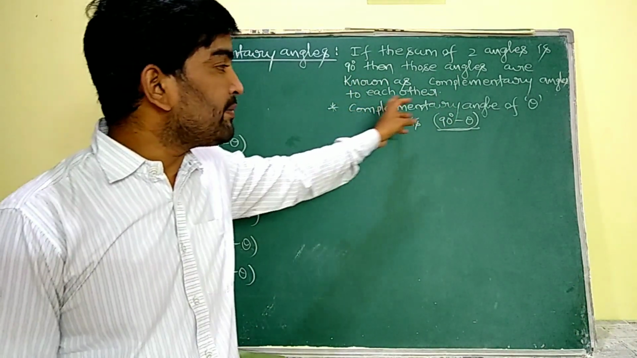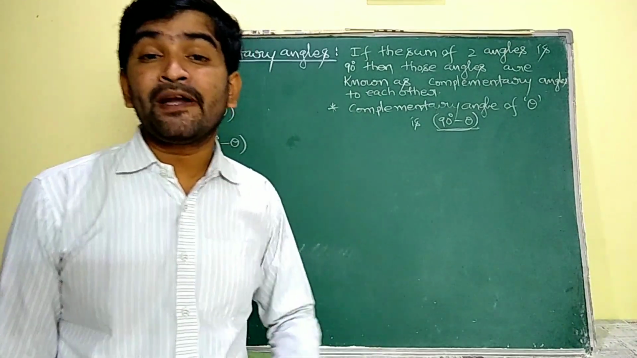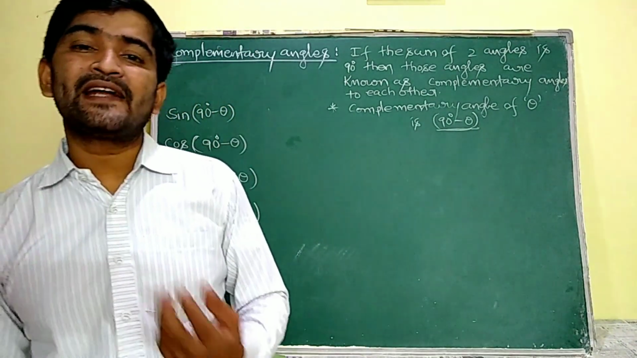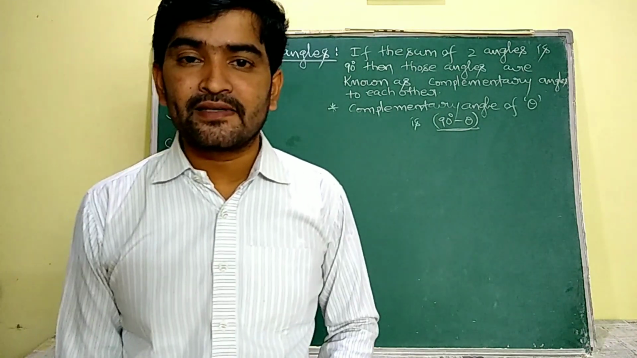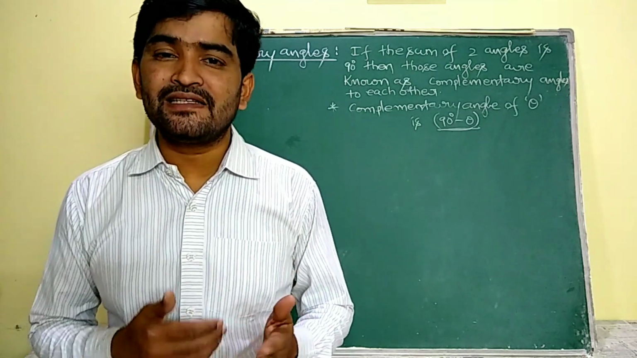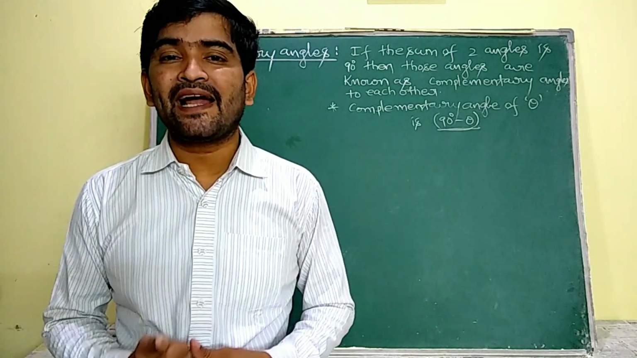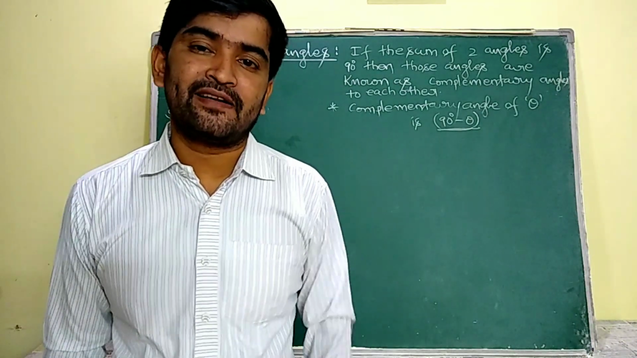Now the complementary angle of theta is 90 minus theta. So the complementary angle of 10 is 90 minus 10, that is 80 degrees. Like that we have to learn. So those are in general. Now we are going to discuss the trigonometric ratios of complementary angles.